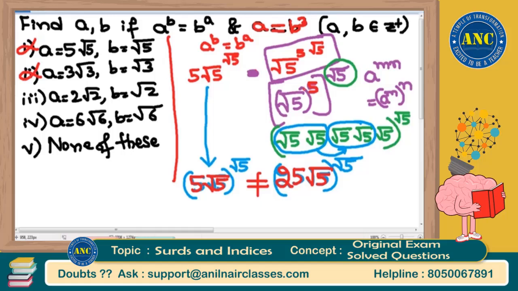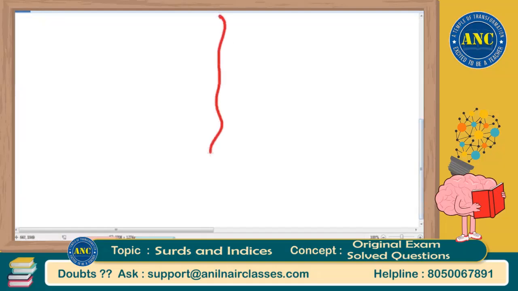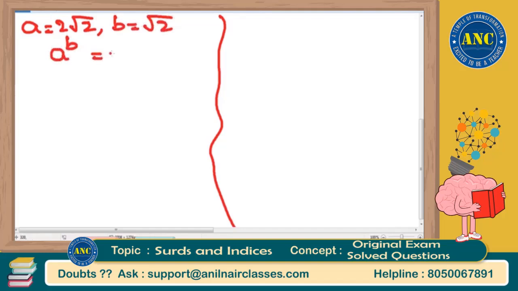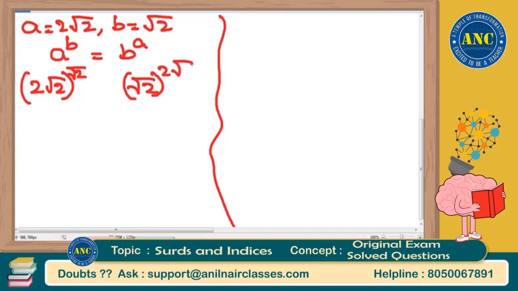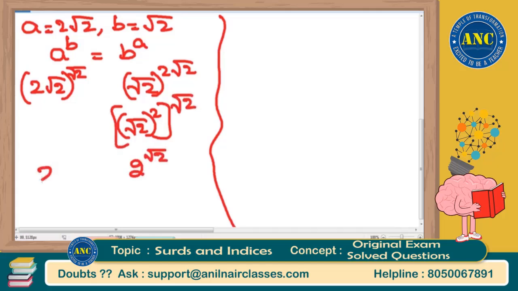Third option is A is 2 root 2, B is root 2. Let us check it out here, sir. A value is 2 root 2, B value is root 2. I need to check whether A power B is equal to B power A. A value is 2 root 2, so 2 root 2 to the power of root 2, and this side is root 2 to the power of 2 root 2. Use the same concept. Root 2 whole square to the power of root 2. This becomes 2 power root 2. Here it is 2 root 2 power root 2. They both are not equal. Third option is also not correct.